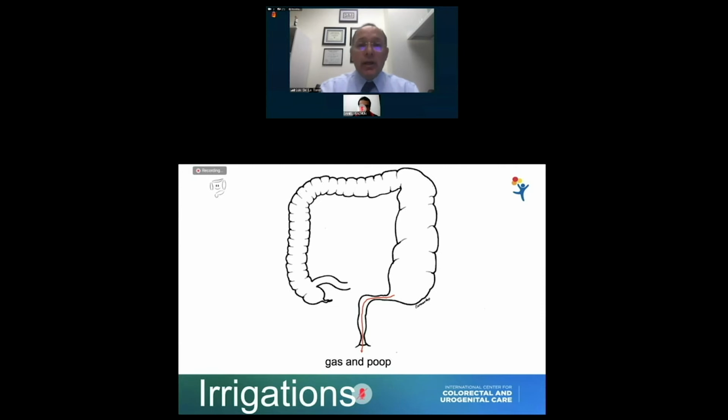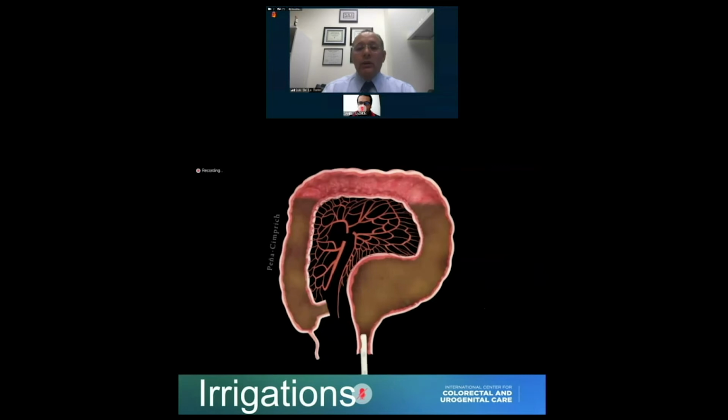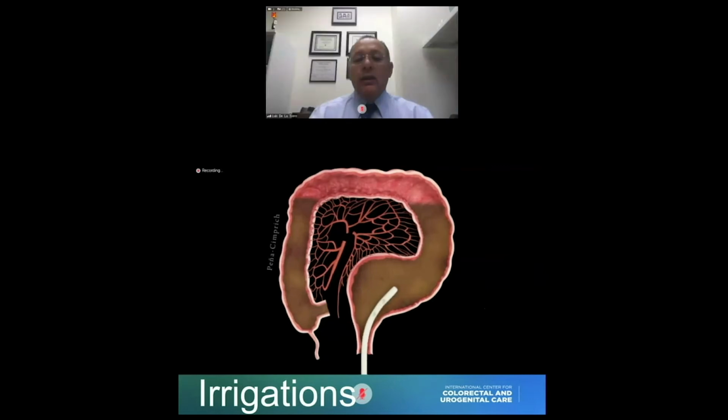What we need to learn, and what we have to do in patients with Hirschsprung to resolve the obstruction, is irrigations. We have to do irrigations. Irrigation is very easy. You need to place a catheter, which is this red line, and the catheter is going to allow gas and poop to move from this area to the outside, and the patient is going to relieve this obstruction. This is a video that is going to demonstrate in this animation how an irrigation works.